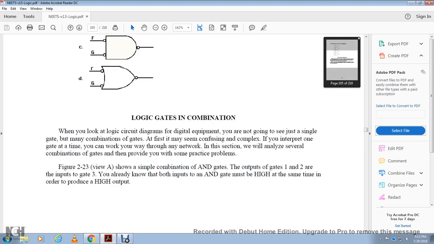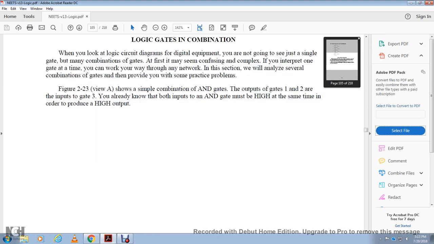Logic gates in combination. When you look at the logic circuit diagram of digital equipment, you will not see a single gate but most often a combination of gates, which can be confusing and complex to interpret one gate at a time. You will work your way through a networking section, analyzing the combination of gates and then working some practical problems. Figure 2-23 view A shows a simple combination of AND gates, with the outputs of gates 1 and 2 as the inputs for gate 3. You already know that both inputs for an AND gate must go high at the same time in order to produce a high output.